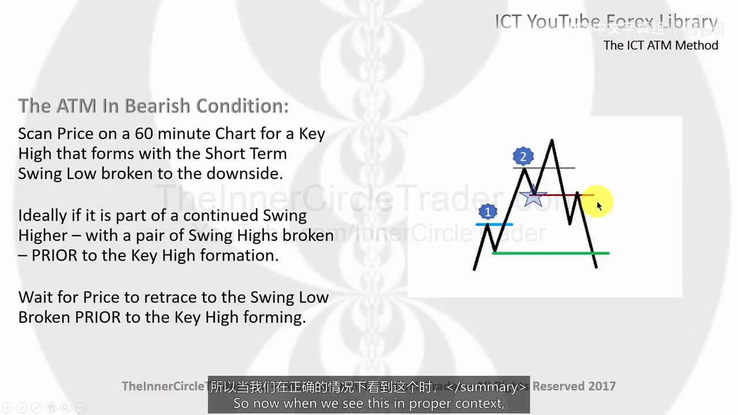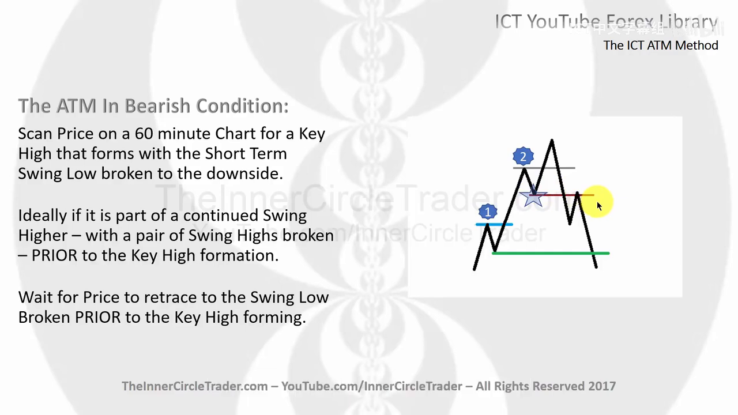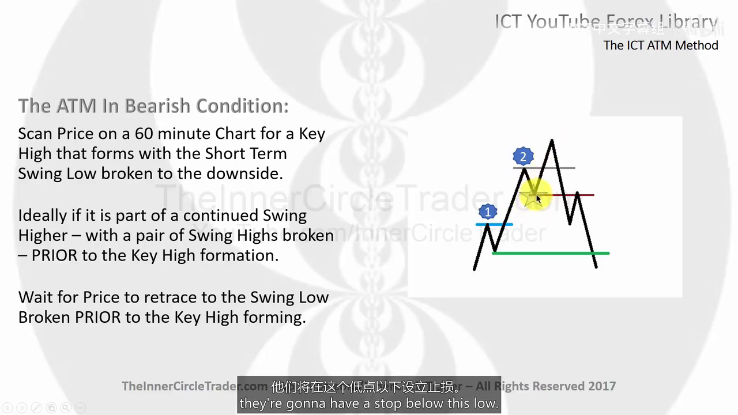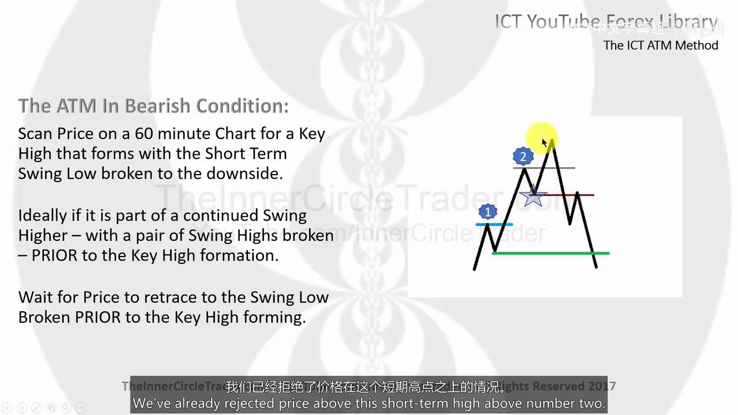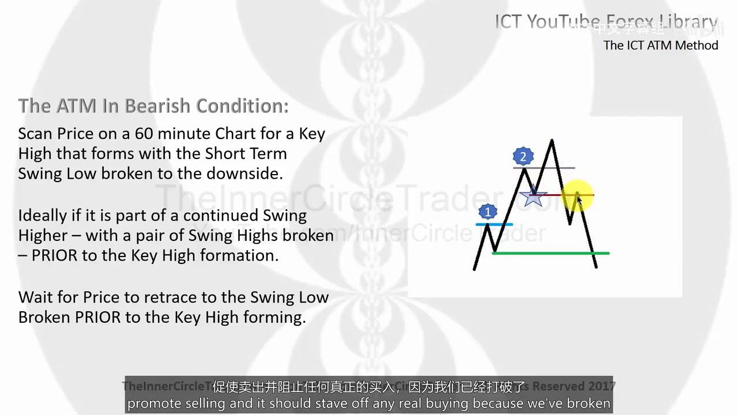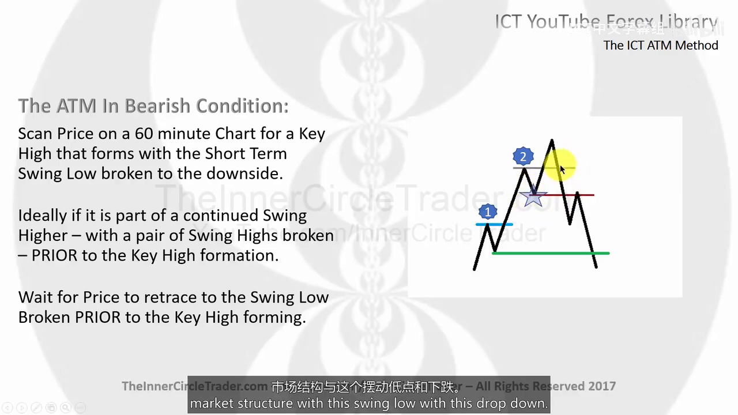So now when we see this in proper context, we can classify and quantify real support and resistance because we're incorporating the idea of a stop run above this short-term high, and then anyone that's long here is going to have a stop below this low. So they run through those stops, and price comes back up to this level here. We've already rejected price above this short-term high, above number 2. So this level here should promote selling, and it should stave off any real buying because we've broken market structure with this swing low, with this drop down. So this would be a nice area to look for shorts.